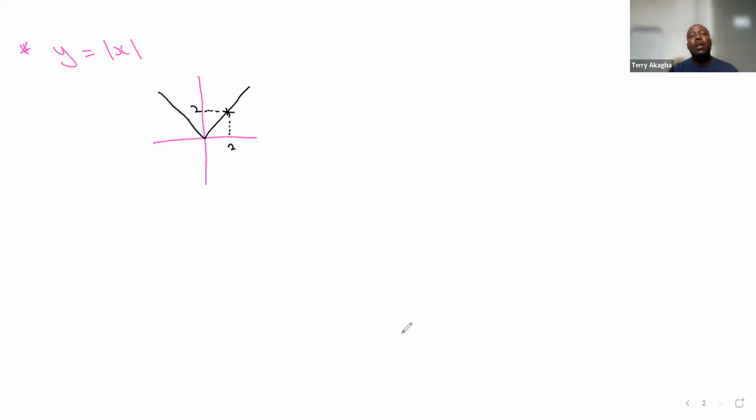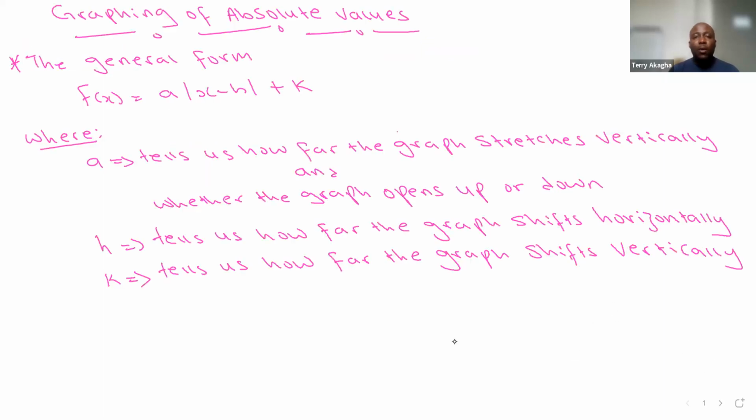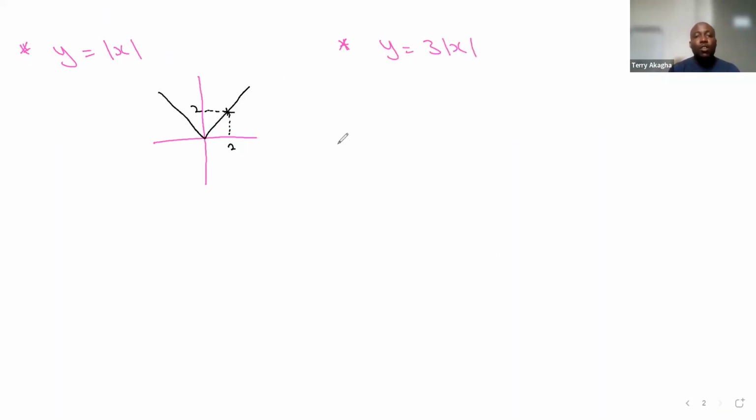Making sense. Now, the next one, let's say we now have this graph, y is equal to 3|x|. So it's similar to stretching of a function. Does that make sense? Remember I told you that the a here tells us how far the graph is going to stretch vertically. So that means towards the y direction. Does that make sense? In the y direction. So this is going to stretch. So we're going to have a graph like this.